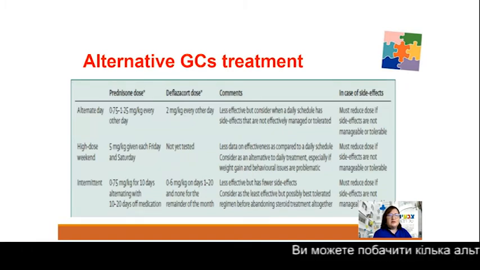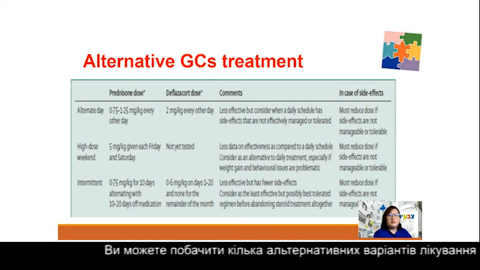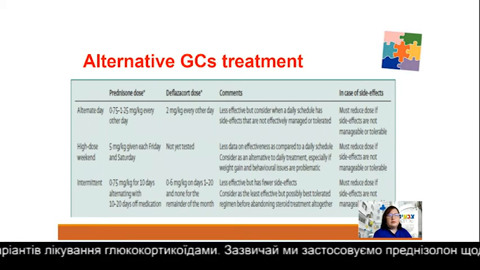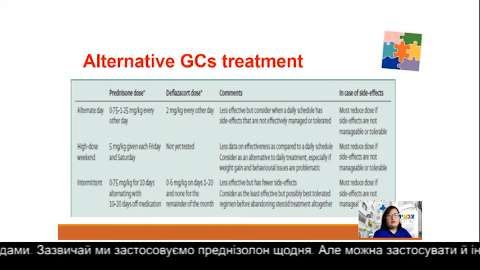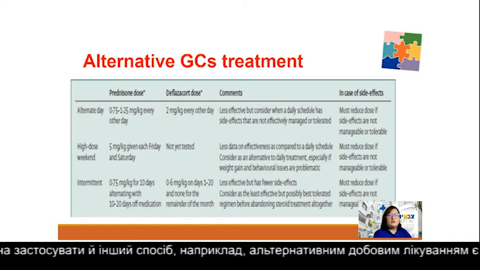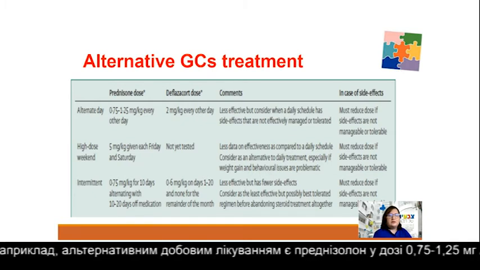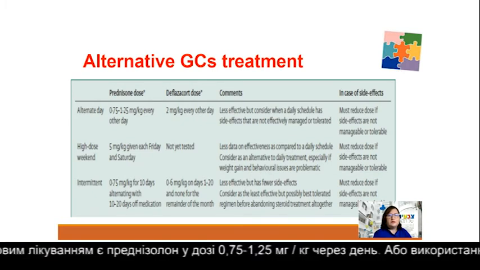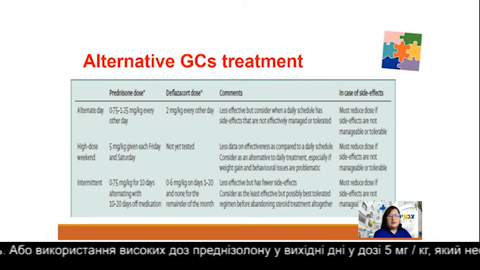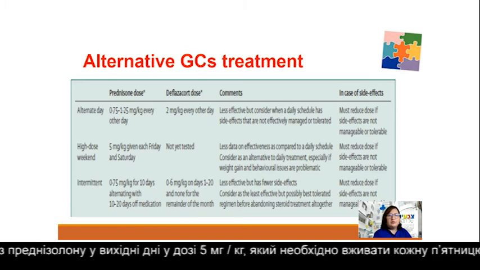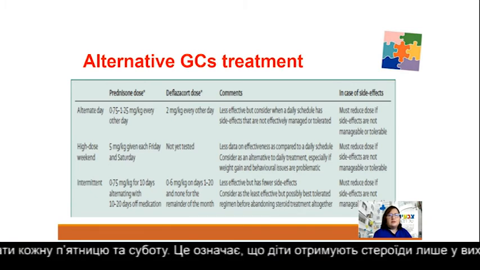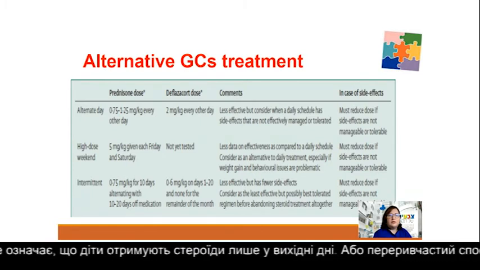You can see several alternative glucocorticoid treatments. We usually use daily prednisolone, but it is possible to use it in other ways. For example, alternate day treatment is a way with prednisolone in a dose of 0.75 to 1.25 milligram per kilogram every other day, or high dose weekend prednisolone in a dose of 5 milligram per kilogram given each Friday and Saturday. It means children receive steroids only on the weekend.